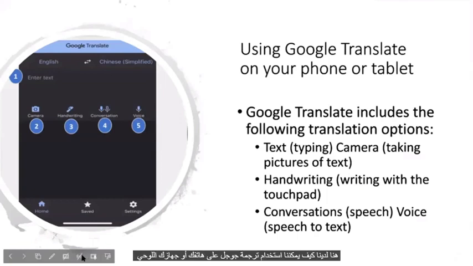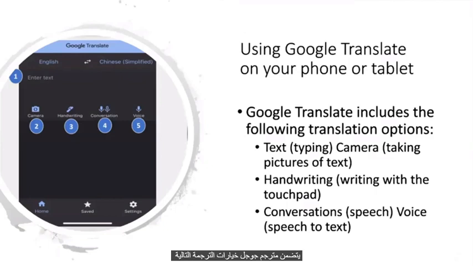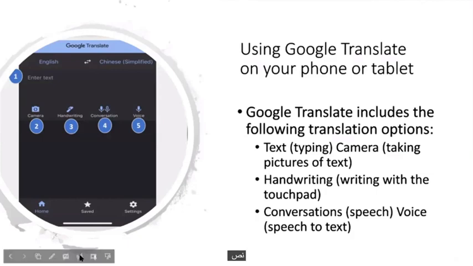Here we have how we can use Google Translate on your phone or tablet. Google Translate includes the following translation options. Text, which includes both typed text or pictures of text. Handwriting. Conversations, which includes speech and text, speech to text.